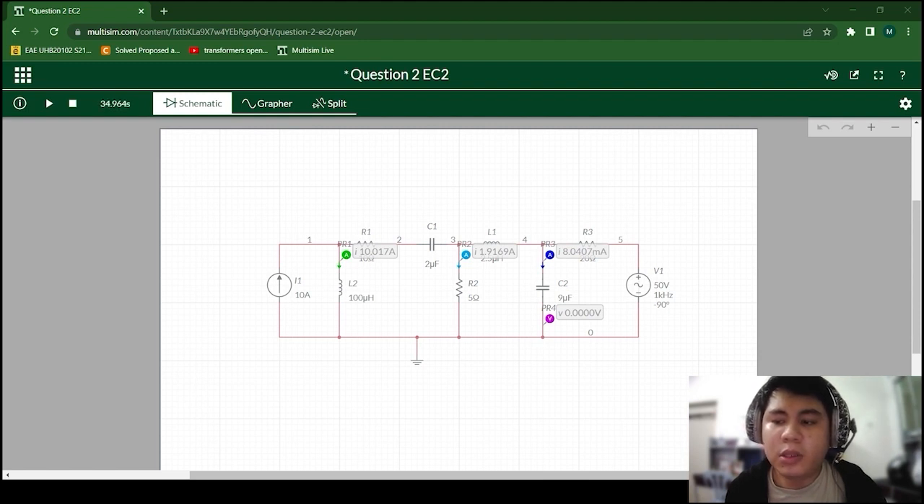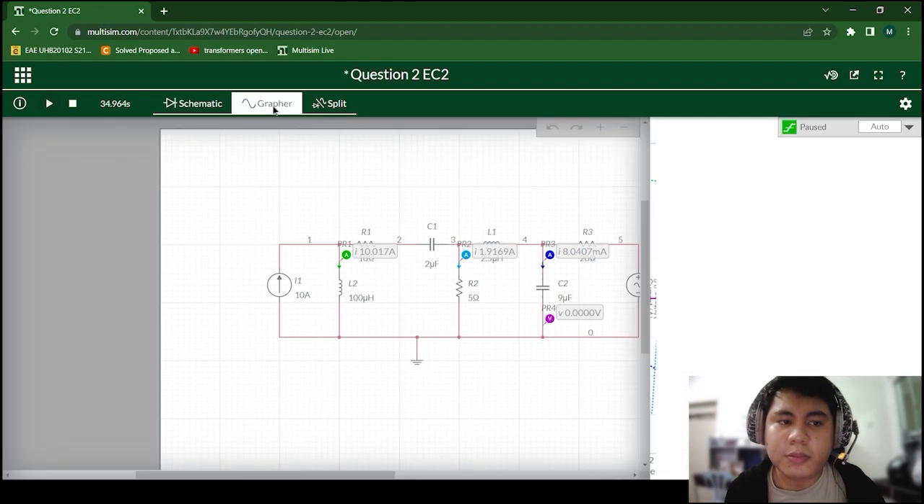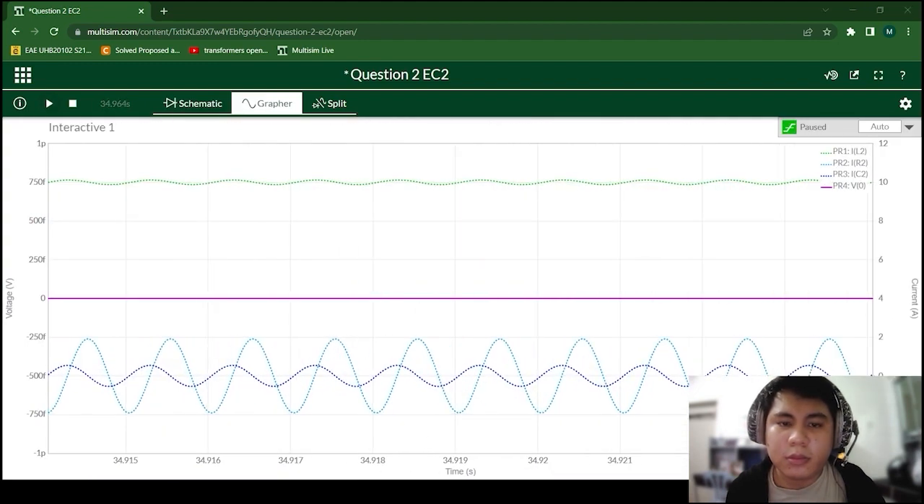Next, we need to plot the steady state currents and voltage response. Using the grapher, we can get the output plot of our steady state currents. This is the plot of our steady state currents of IB, IC, IA, and VT.